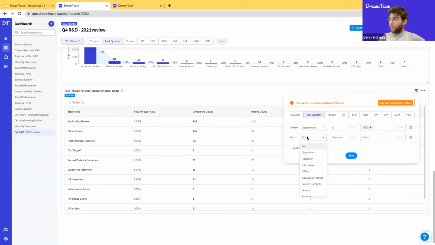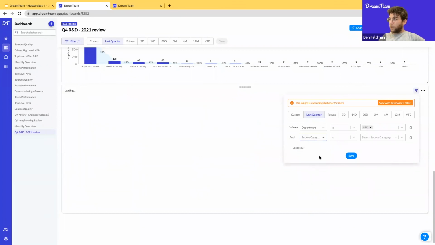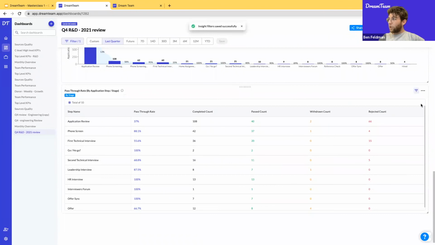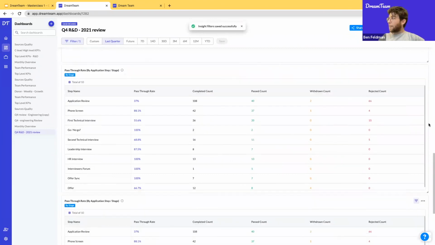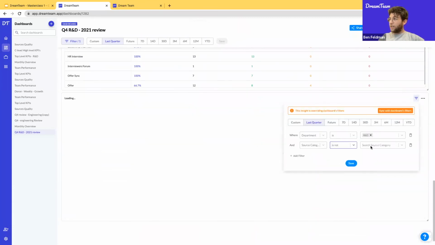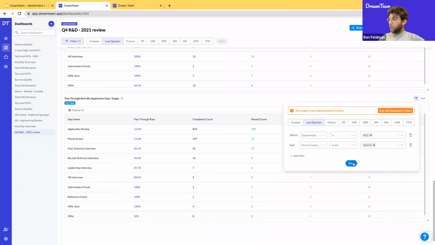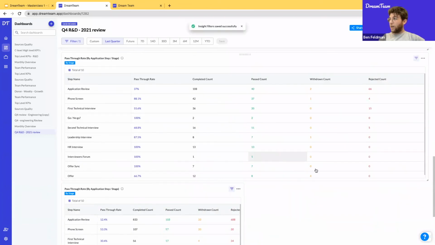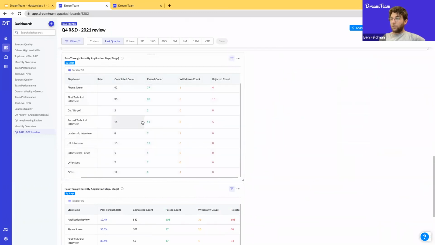So you would do the same thing here. You would click on add filter. You would go source category is referral. You would save it. You would then duplicate. And you would do the same thing. So the source category is not referral. And now what I actually want to do is compare them hand in hand, right, next to each other instead of needing to scroll.